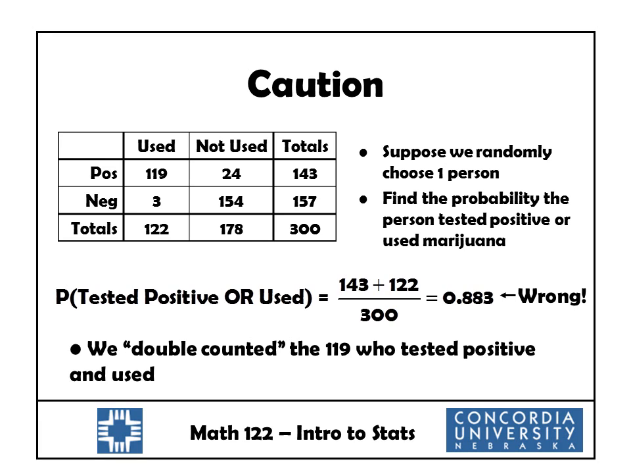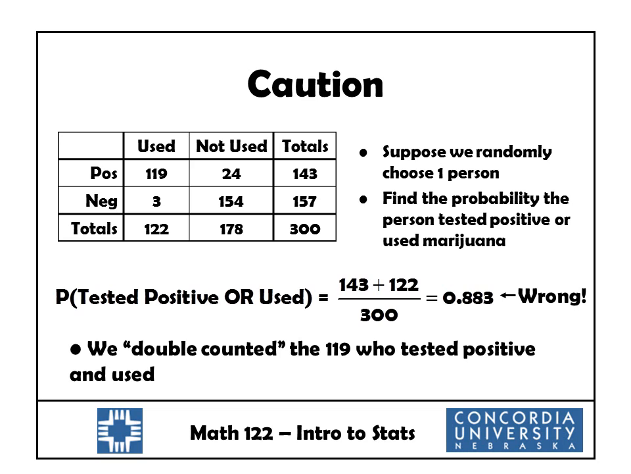Well, what's wrong in this calculation is that we simply double counted the 119 people who tested positive and used. If you notice the 143, that's the 119 plus 24. The 122 number, that's the 119 plus 3. So if we add the 143 and the 122, we've double counted those 119. And we don't want to do that.